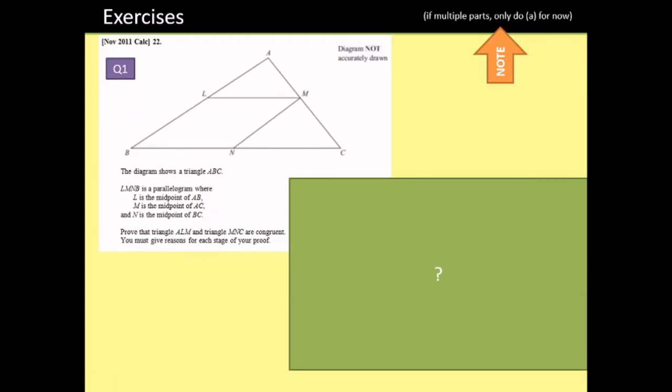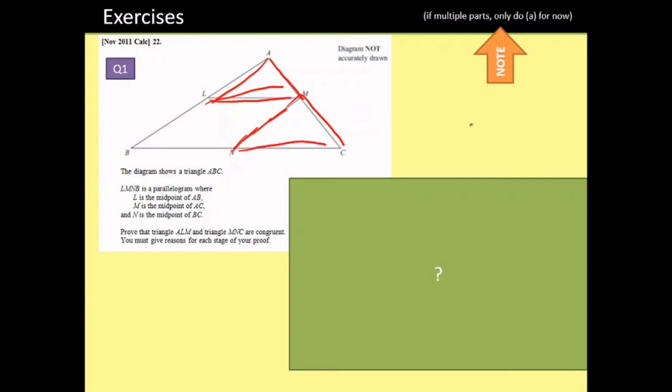Okay, so the diagram shows triangle ABC. LMNB is a parallelogram. M is the midpoint. Now this midpoint shows that AM is the same length as MC. Okay, N is the midpoint of BC. Prove that triangle ALM and the triangle MNC are congruent. You must show proof. So this is quite a confusing thing. So I'm going to draw over it. So ALM is congruent to MNC.